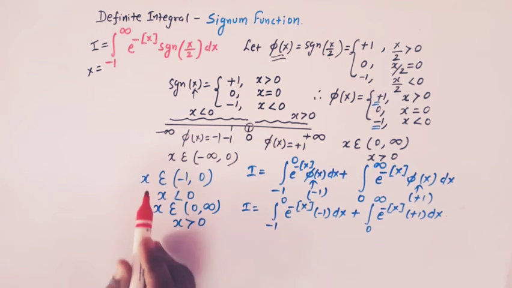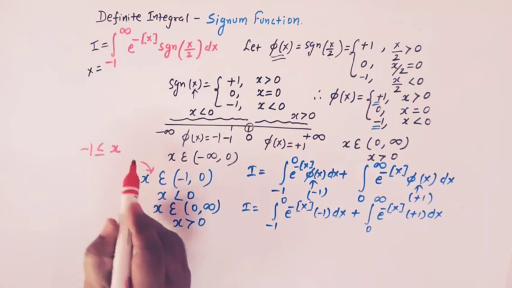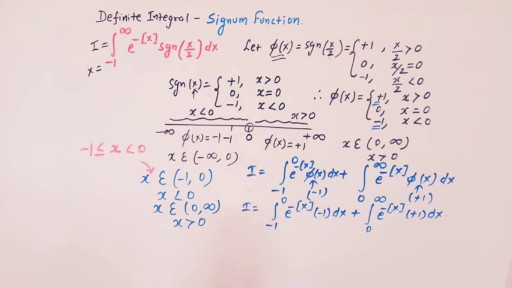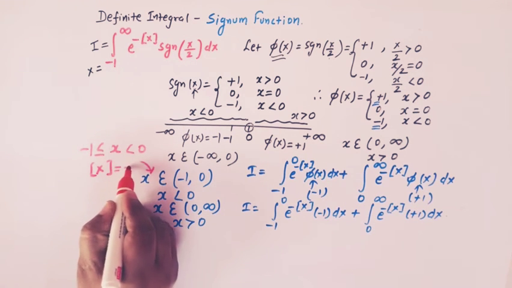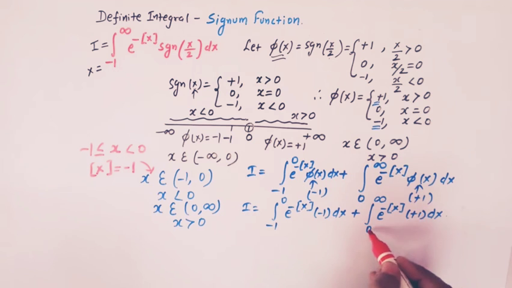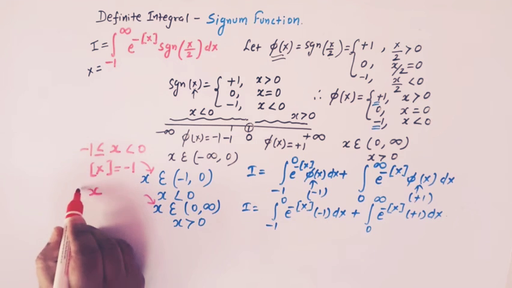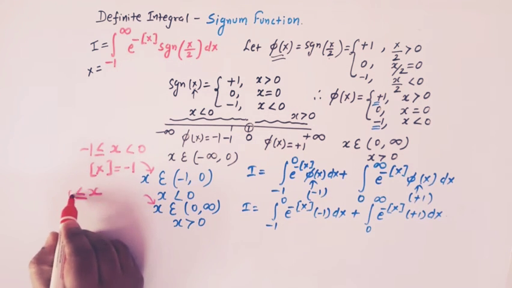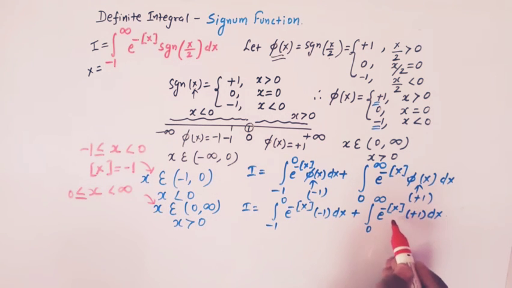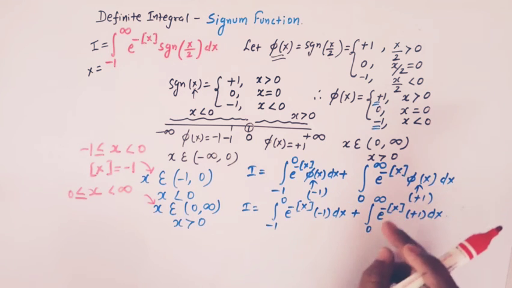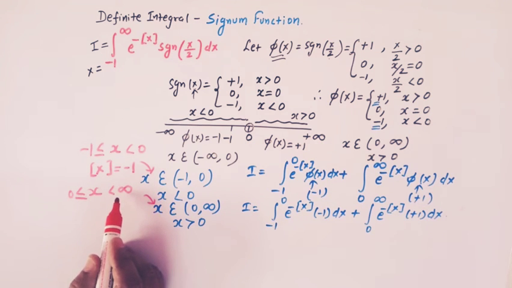So when x belongs to this interval from -1 to 0, then obviously the value of greatest integer x is equal to -1, right? And when x belongs to this interval, that is x is greater than or equal to 0 but less than infinity, we have to now consider all the positive integers which lie between 0 to infinity, right?